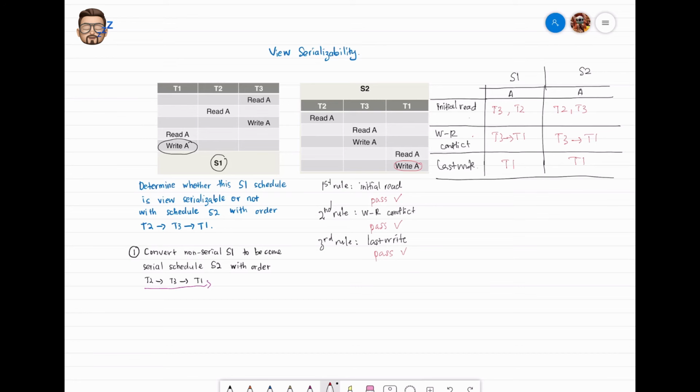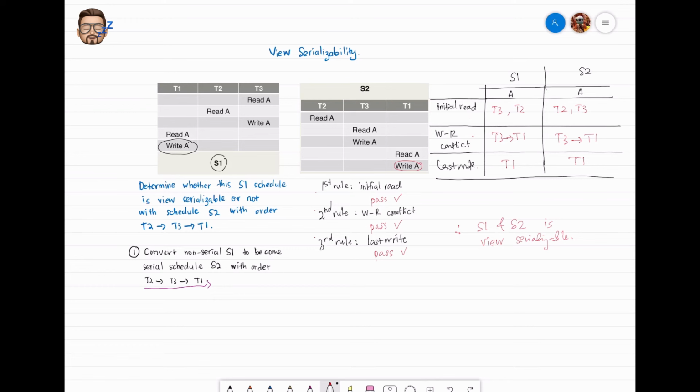If you have data item B, you need to check data item B one by one. Need to check each data item one by one for all of these rules. So if we take a look, we pass all three rules. So what we can say is S1 and S2 are view serializable. Okay, S1 and S2 are view serializable.